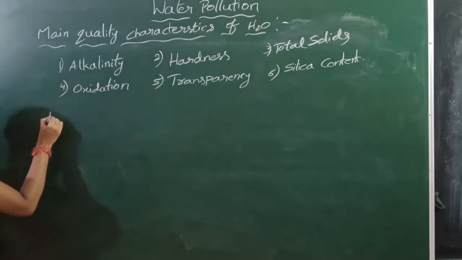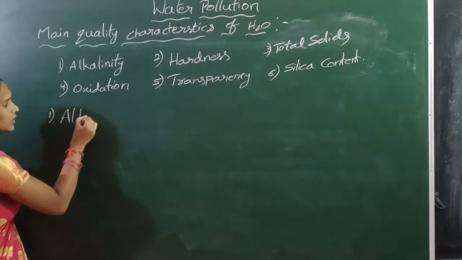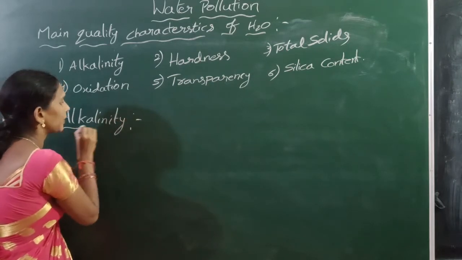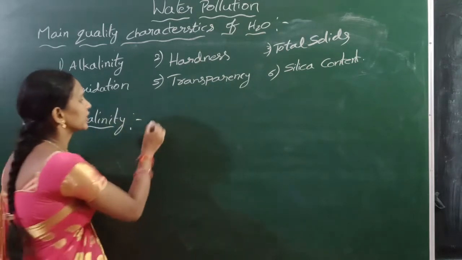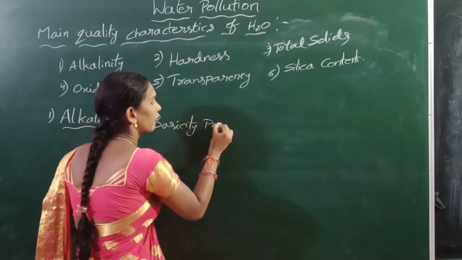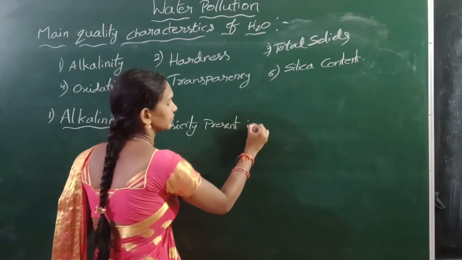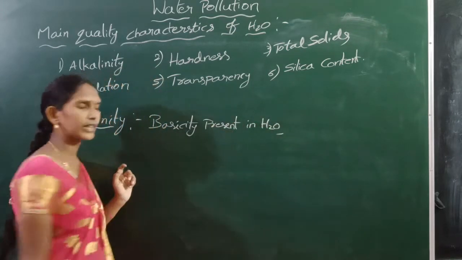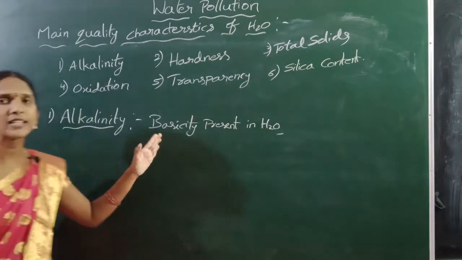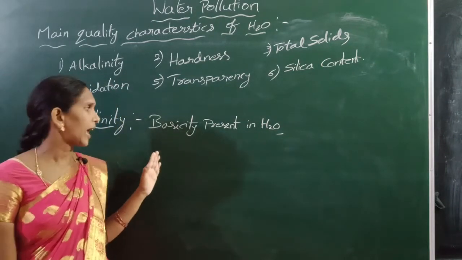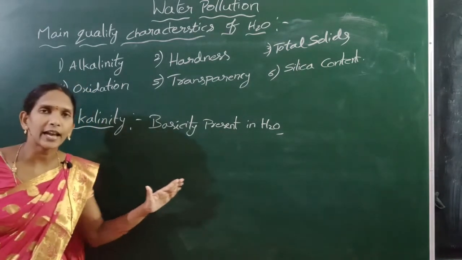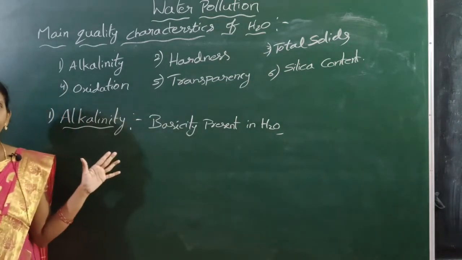Okay, the first one is alkalinity. Alkalinity means basicity present in water. What is alkalinity? Alkalinity means basicity present in water. That means base means OH minus ion, as acid means H plus ion. So alkalinity means OH minus ion concentration is increased.